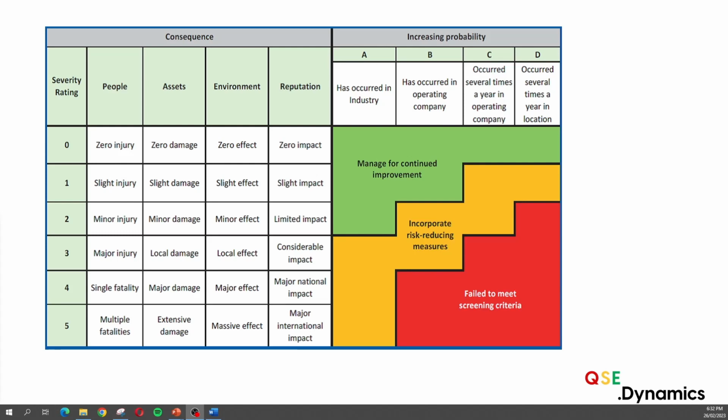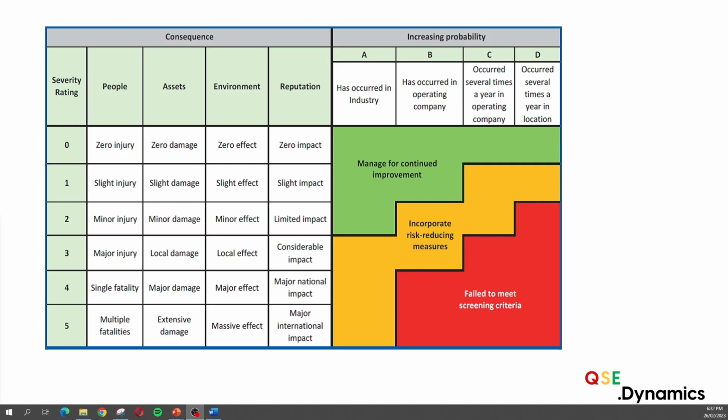So A has occurred in industry, so we can see maybe from external sources if something has typically occurred in the industry. And then B has occurred in operating company, so we can look internally to our incidents or our near misses, and then that helps us actually determine this probability.